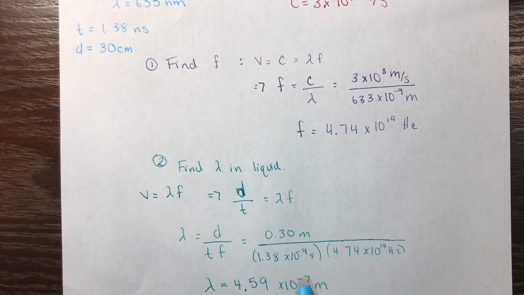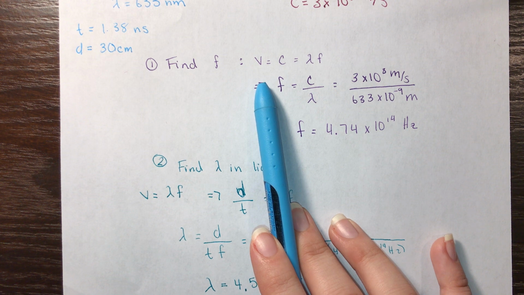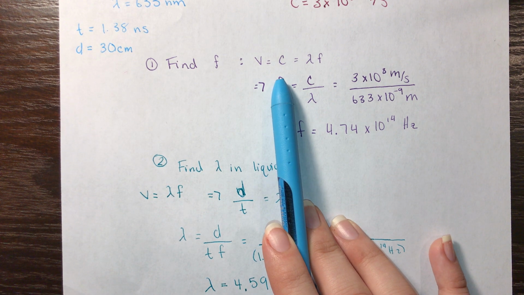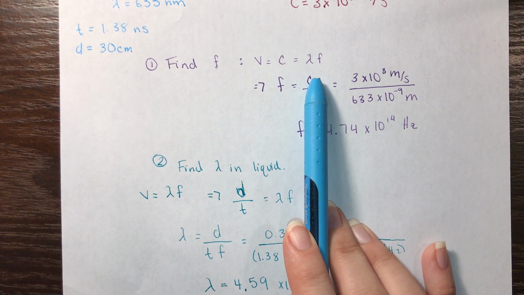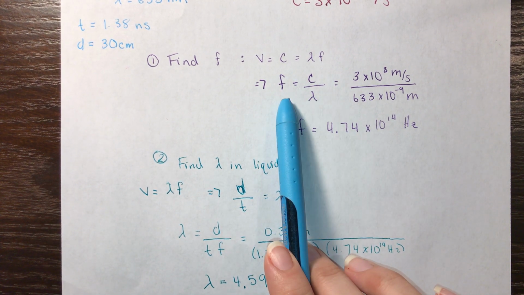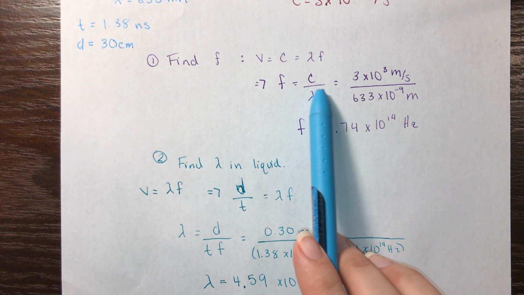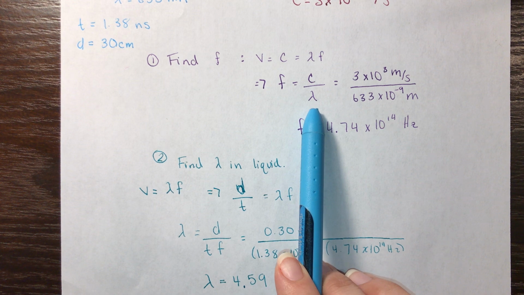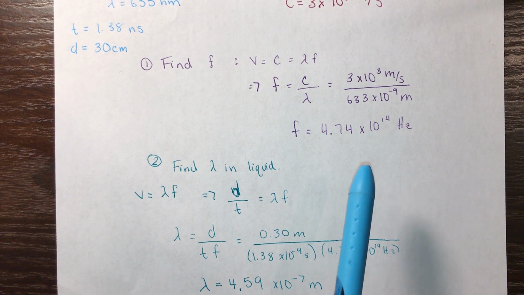To solve this problem, first we want to solve for frequency, and we do this by using velocity, which in this case is c, our light constant, and the speed or velocity is the wavelength times frequency. So since we want to solve for frequency, we rearrange it and we get that the speed of light divided by the wavelength is 4.74 times 10 to the positive 14 hertz.